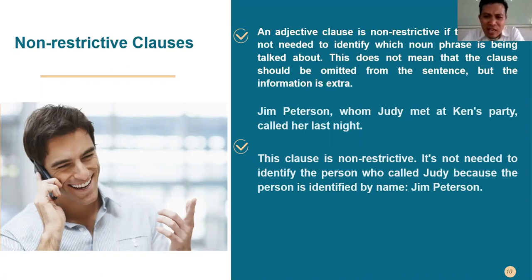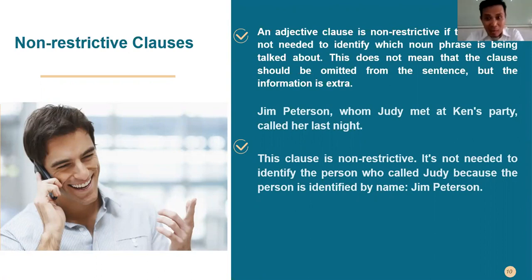Are you still asking me who called Judy last night? I already told you, Jim Peterson. So you don't need to ask who is calling. Who called her? I told you, Jim Peterson.